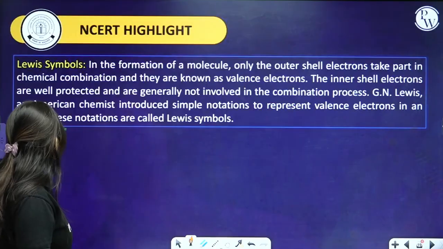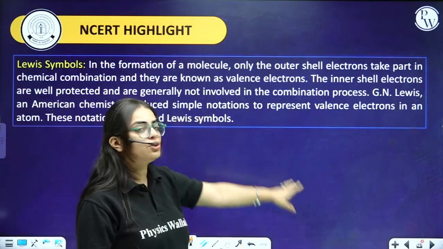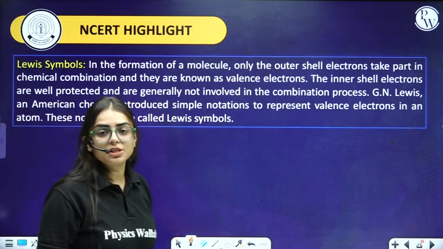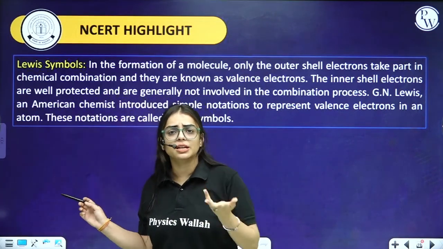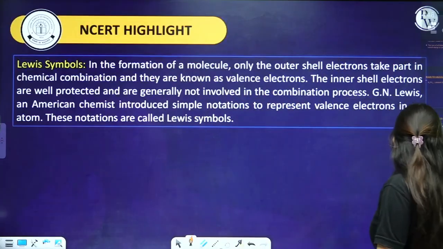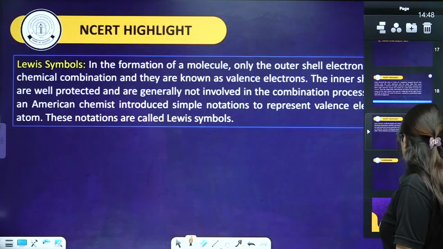Now, G.N. Lewis, an American chemist, introduced simple notation to represent valence electrons in an atom. These notations are called Lewis symbols, which we have already done for hydrogen, helium, lithium, boron, carbon, nitrogen, oxygen. That is what Lewis symbols are. Clear, everybody? So the homework I have already given you.